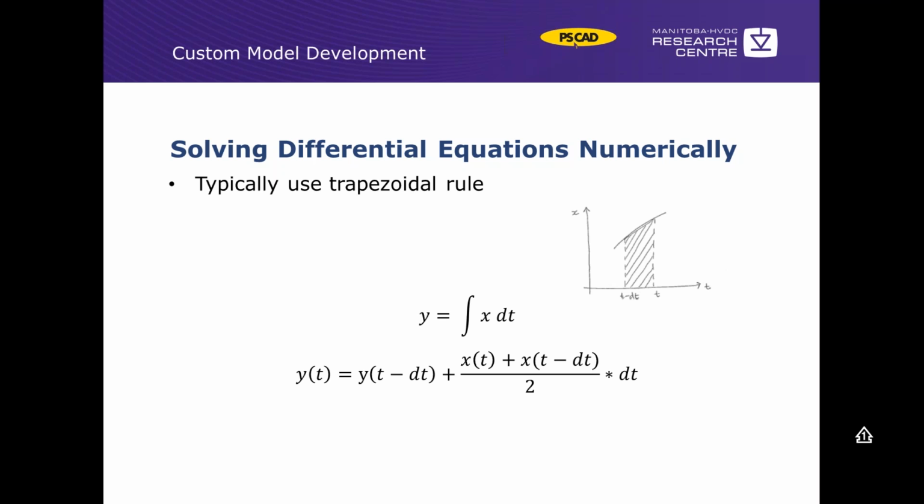This is an example of a simple integrator. To solve the differential equation, we use the trapezoidal rule. So when you use the trapezoidal rule, here the integral value at time t is the integrator output at t minus delta t plus the average of the input value at this time step and the one time step ago, multiplied by the time step.